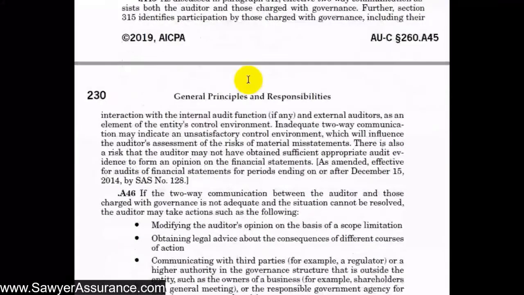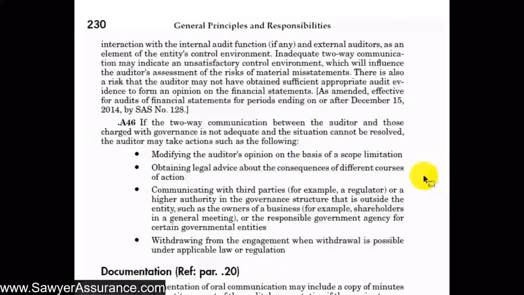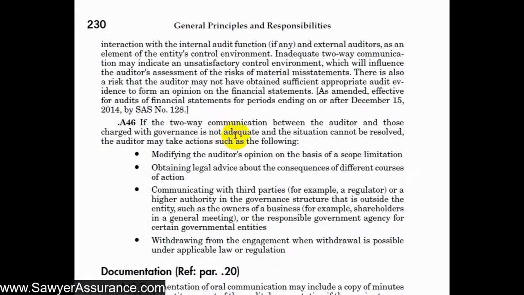And they further reiterate here the importance of two-way communication with those charged with governance to help us assess the risks of material misstatement, and even poor two-way communication can have an effect on the audit opinion. So if two-way communication between us and those charged with governance is not adequate and the situation can't be resolved, then we might need to take one of the following actions. We might need to modify the auditor's opinion on the basis of a scope limitation. So if we feel like the communication was so inadequate that we weren't able to perform all the procedures or get all the information that we needed, then we might have to modify our opinion.